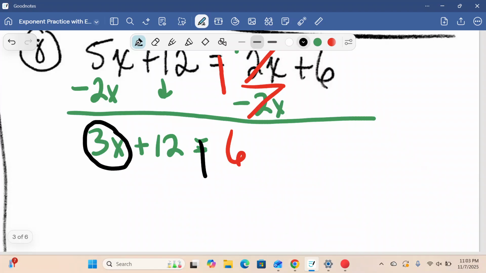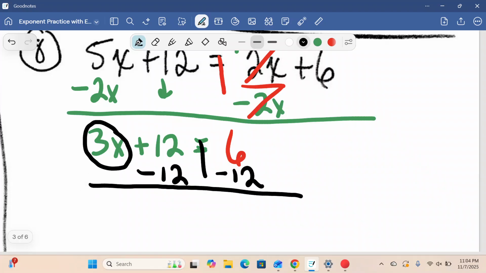So how do I get 3x by himself? I got to get rid of the positive 12. How do I get rid of positive 12? I got to do the opposite of positive 12, which is a negative 12. But if I do negative 12 to that side, I got to do negative 12 to that side. And then I'm going to draw my line so I don't confuse myself.